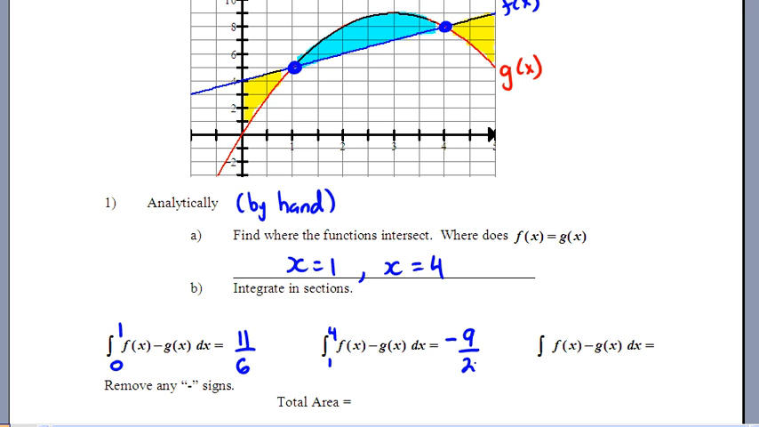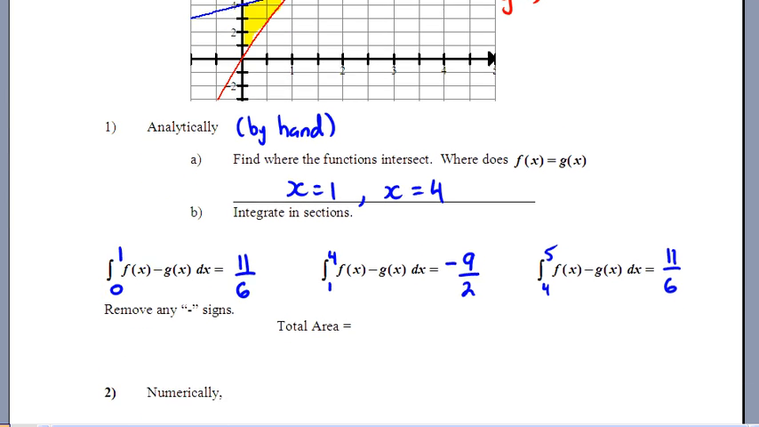That's okay though. I knew some of these might come out negative. I guess what I'm saying is I'm not going to bother worrying about which one should be subtracted from which one. I know that I can just remove minus signs later. It's not a big deal. And then I can integrate from 4 to 5, which apparently was where we wanted to stop. And when I tried that out, I got another 11/6, just like the first one.